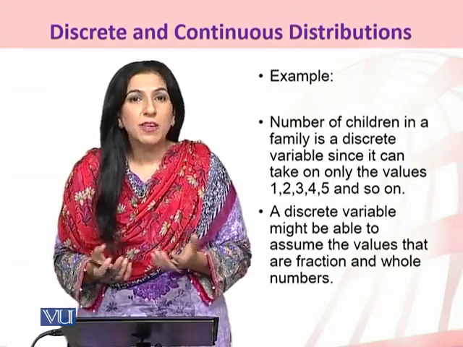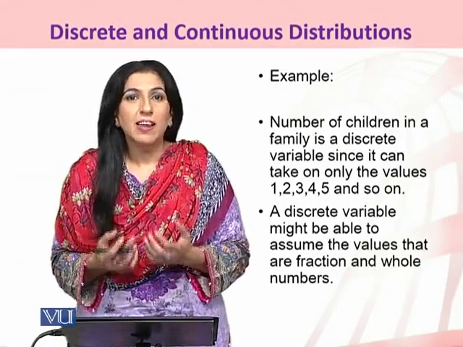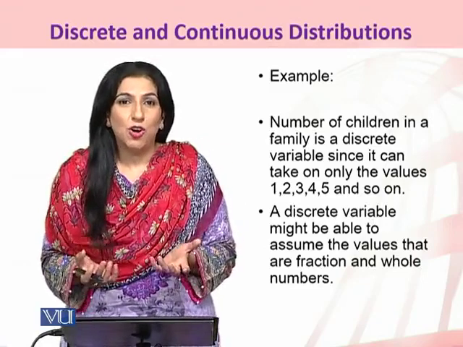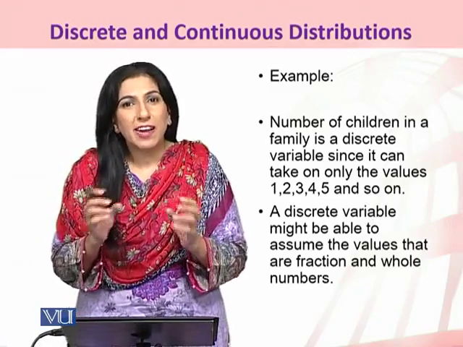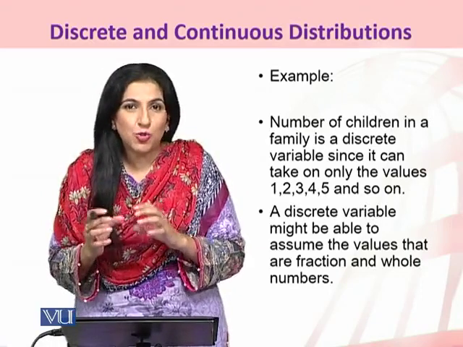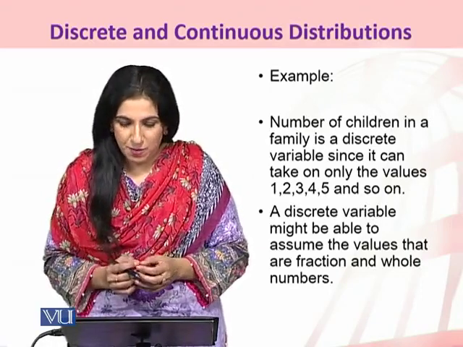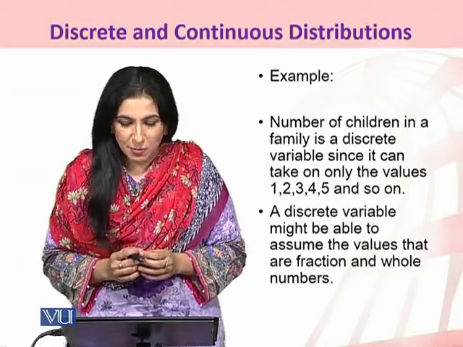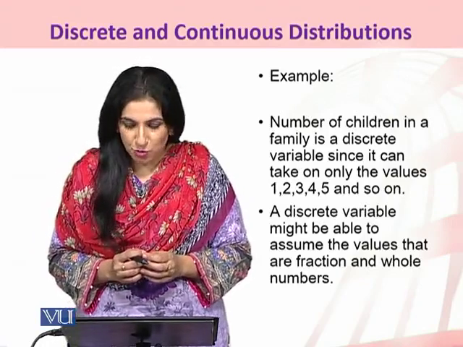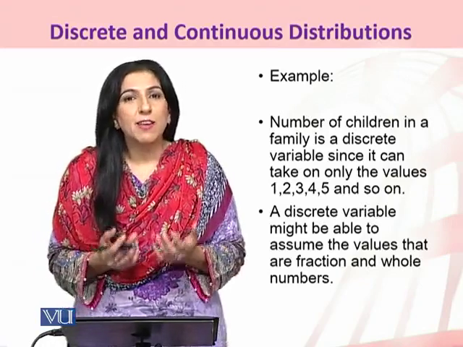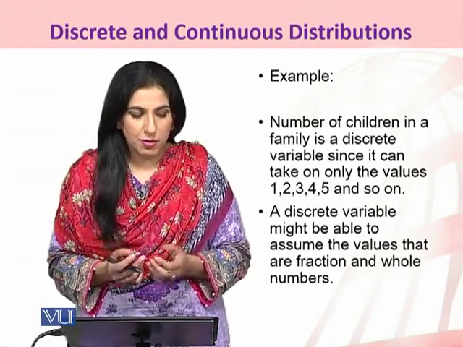An example of a discrete random variable is the number of children in a family. There might be 1 child, 2 children, 3 children, 4 children and so on. Students, you can observe that there is a gap between 1 and 2, 2 and 3 and so on. A discrete variable might assume values in the form of whole numbers.